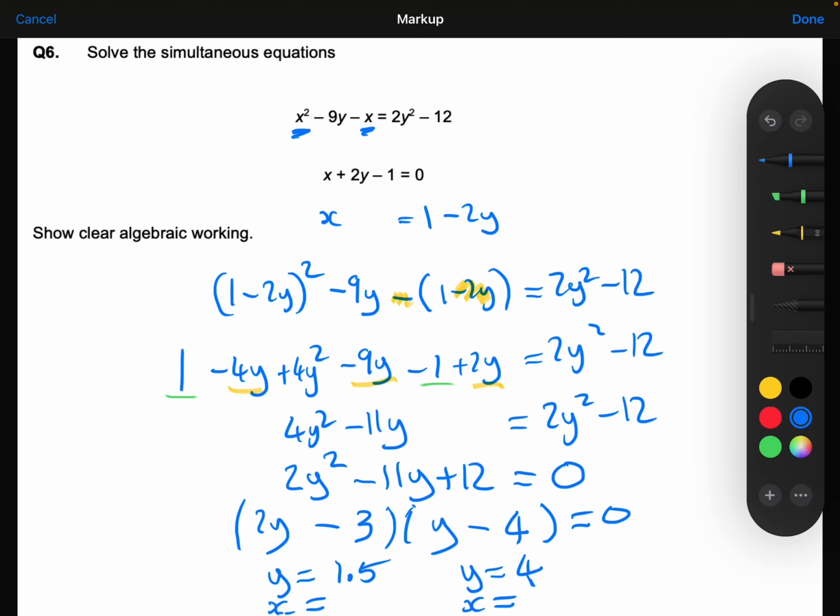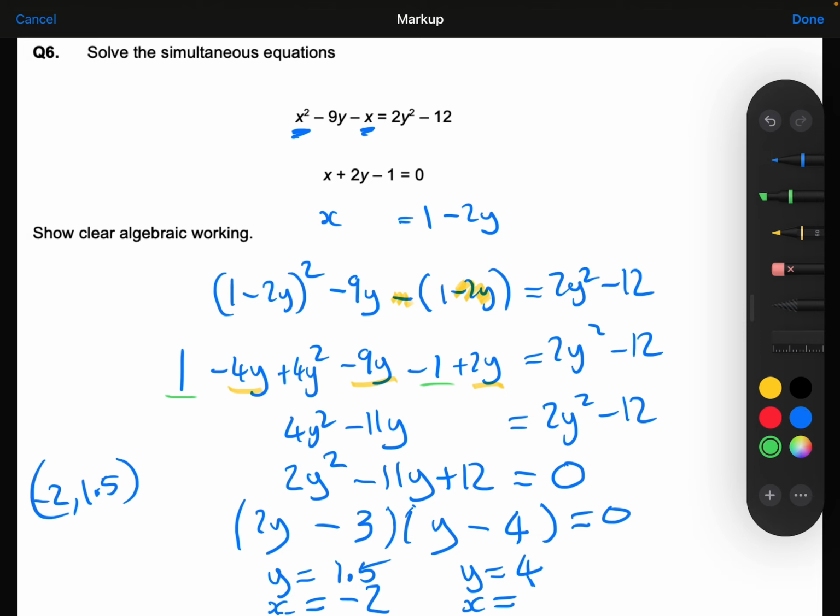To get x, I can plug y back into any of the original equations. I think this is the easiest one to do though. So if I substituted 1.5 in here, I'd have 2 times 1.5, which is 3. And the 1, take away the 3, is minus 2. So when x is minus 2, the y is 1.5.